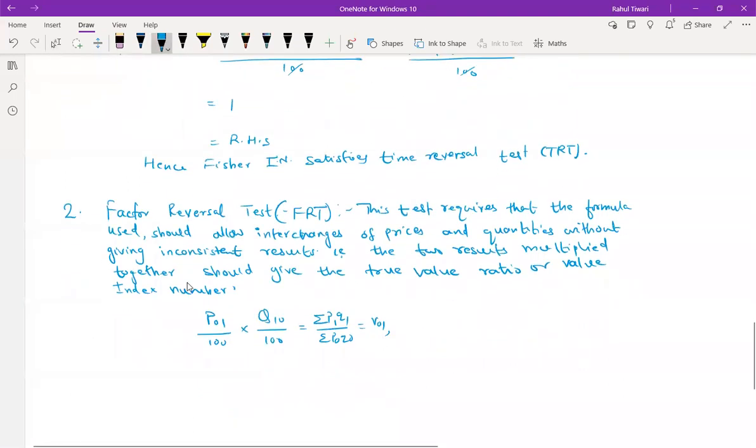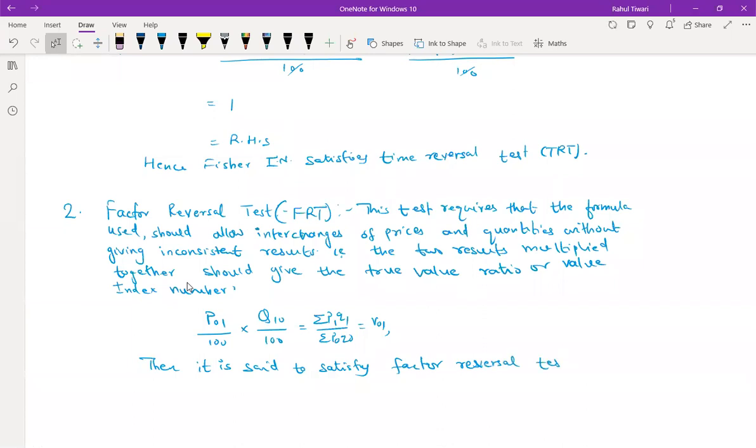Then it is said to satisfy factor reversal test. So what exactly you need to do? Let us take an example to understand this concept, because how to get that value PQ, that is all you have to understand.